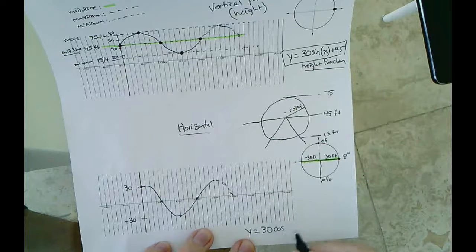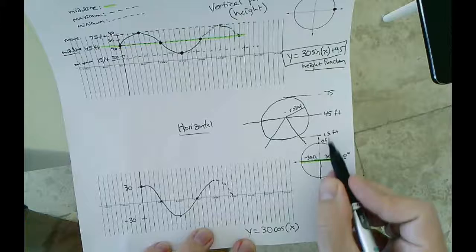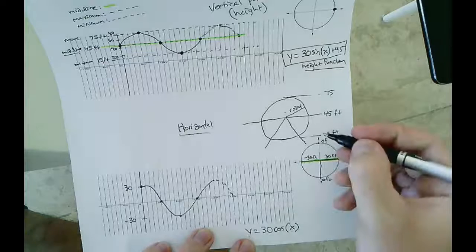Where's the 45, you say? When we're talking about horizontal movement, there is no need to think about how far up that Ferris wheel is. It's just depending on our radius here, okay? We'll have more practice on this later.